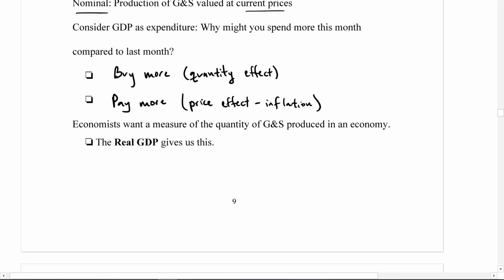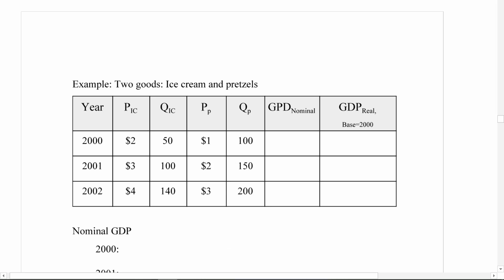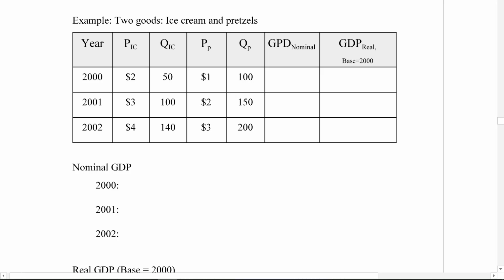Real GDP is going to give us this, and let's look at an example here to show what's going on. So calculating nominal GDP is easy. Remember, if we're looking at nominal GDP, we always use the prices for that year. So if we want to calculate the nominal GDP for the year 2000, we can look at the price times the quantity, how much money we've spent total on ice cream, $100, plus the total expenditure on pretzels, $1 times 100 pretzels.